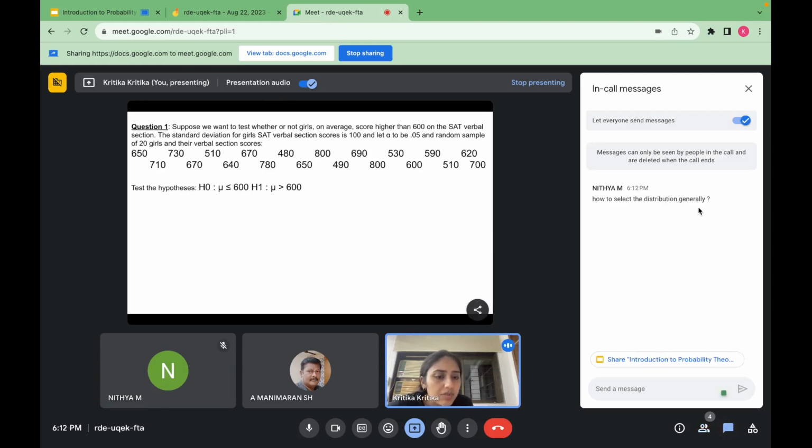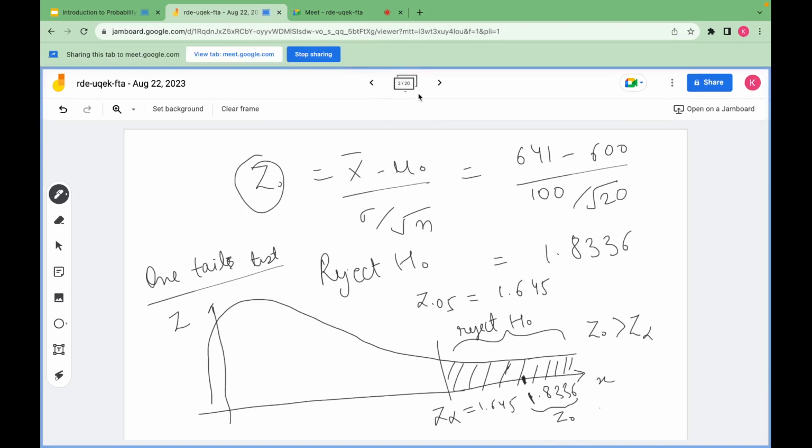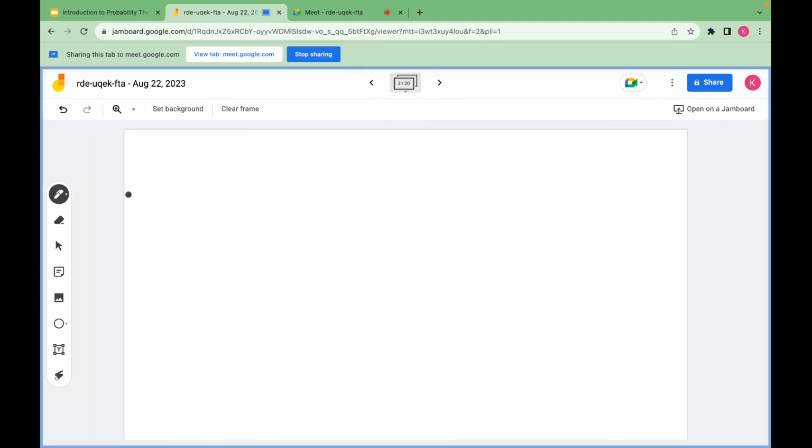How to select the distribution generally? No, this is for Z distribution. I didn't understand what you are asking. This Z0 we are calculating, this Z follows a normal distribution from 0 to 1, right? We have different distributions like Z, T, etc., right? Yeah. I will explain that. Not for this question, generally. Is there any easy method to identify which distribution has to be used?